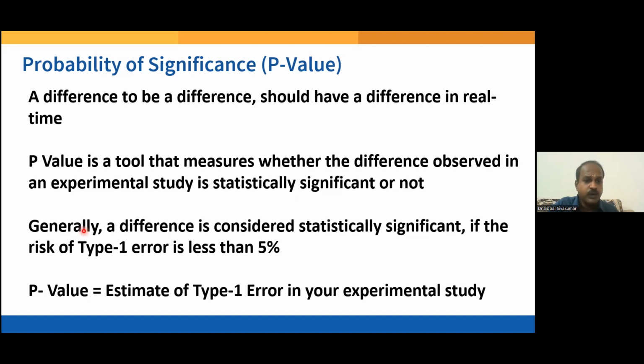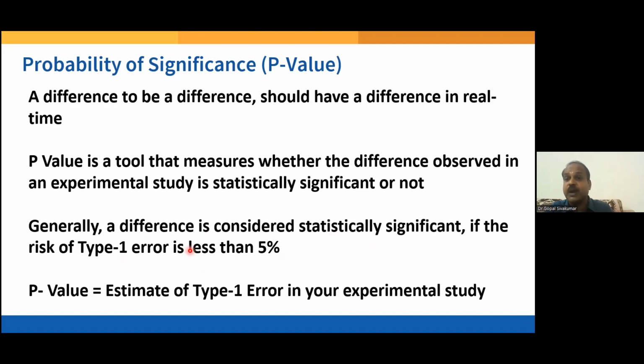So p-value is a tool that measures whether the difference observed in an experimental study is statistically significant or not. If the p-value is less than alpha, study is statistically significant. If p-value is more than alpha, study is statistically insignificant. Generally, a difference is considered statistically significant if the risk of type 1 error is less than 5%. How do you measure the risk of type 1 error? By looking at the p-value.